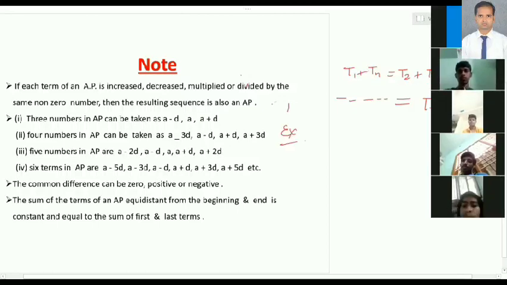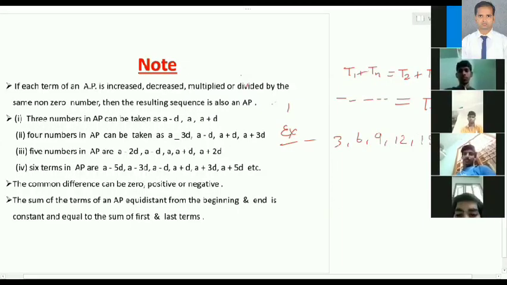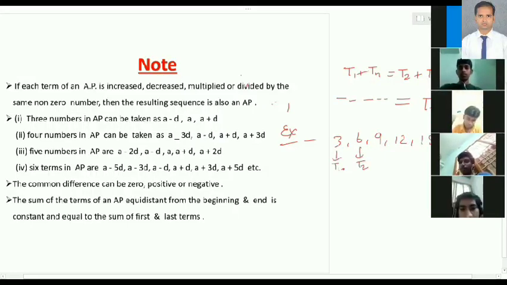If you take one example like this, let's say 3, 6, 9, 12, 15, 18. Let's say this many terms only are available. This is our T1, this is T2, this one is T3, this is T4, this is T5, and this one is T6. If you add T1 plus T6, what will you get? 3 plus 18 will be 21.